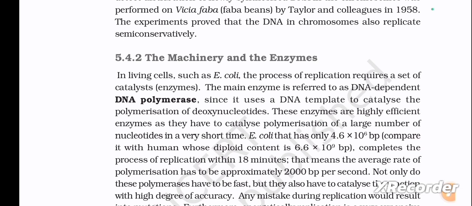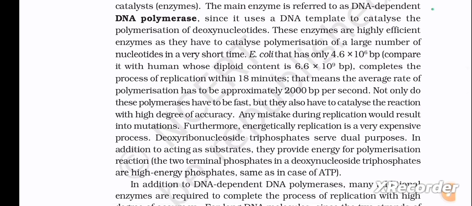E. coli that has only 4.6 × 10^6 base pairs, compare it with human whose diploid content is 6.6 × 10^9 base pairs, completes the process of replication within 18 minutes. That means the average rate of polymerization has to be approximately 2000 base pairs per second. Not only do these polymerases have to be fast, but they also have to catalyze the reaction with a high degree of accuracy. Any mistake during replication would result in mutations.